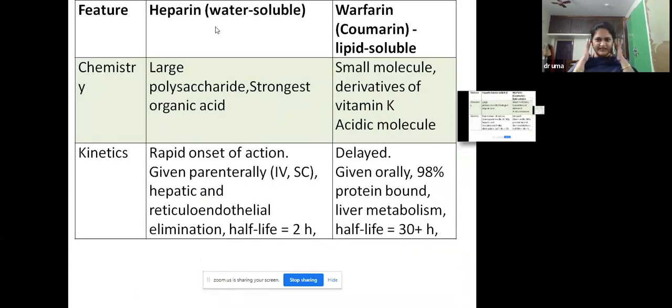What's the difference between heparin and warfarin? Heparin is a large molecule, while warfarin is a small molecule. In kinetics, heparin has a rapid onset of action, so it is used for the treatment. Warfarin has a delayed onset, since it has to deplete the clotting factors, so the action is delayed. It is used mainly for maintenance.